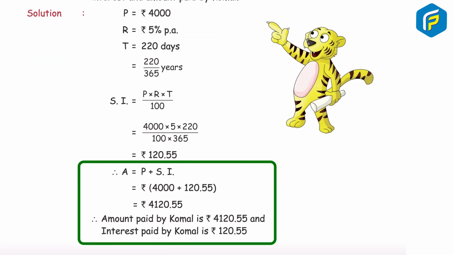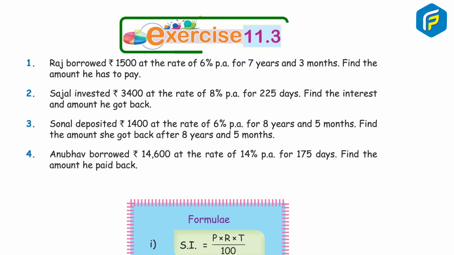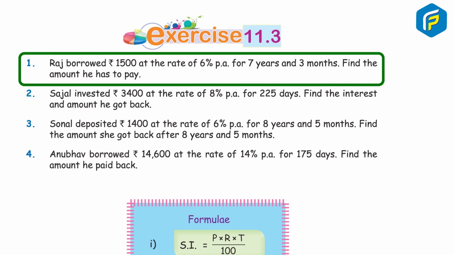A is equals to P plus SI. Rupees 4,000 plus 120.55 is equals to 4,120.55 rupees. Amount paid by Komal is rupees 4,120.55 and interest paid by Komal is rupees 120.55. Exercise 11.3. Question 1. Raj borrowed rupees 1500 at the rate of 6% PA for 7 years and 3 months. Find the amount he has to pay.